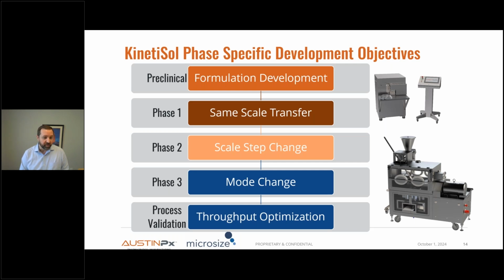Once a phase 1 formulation has been identified as relevant from a bioavailability standpoint, that's when we do a step change, this single geometry matching scale event to the compounder, and then we start looking to a mode change and optimizing throughput as development continues.